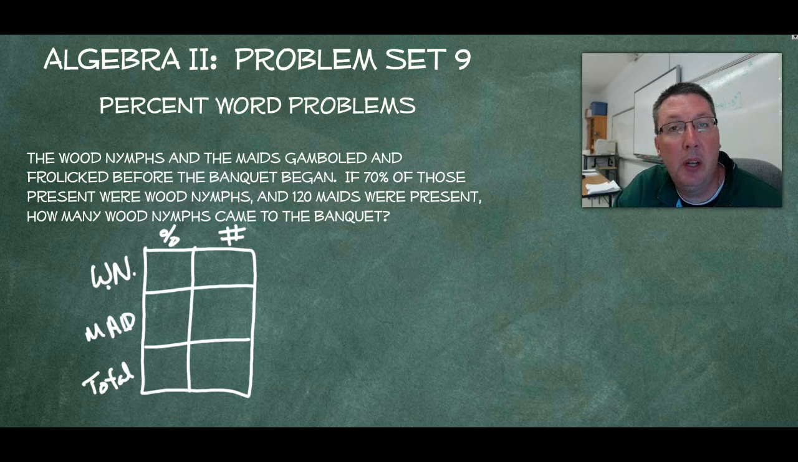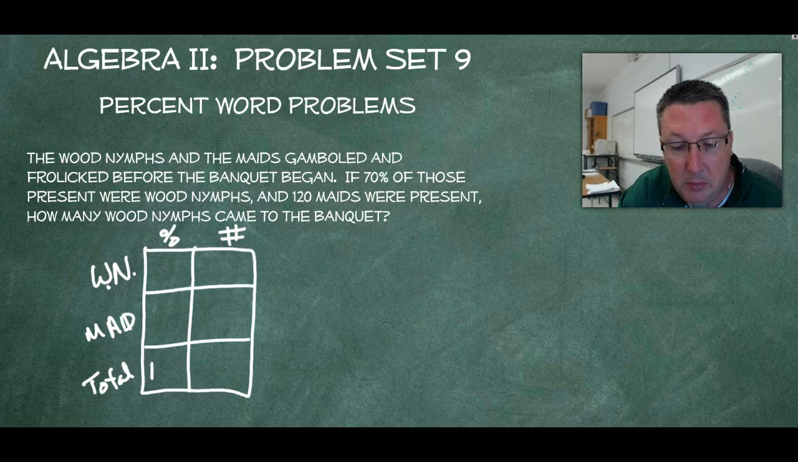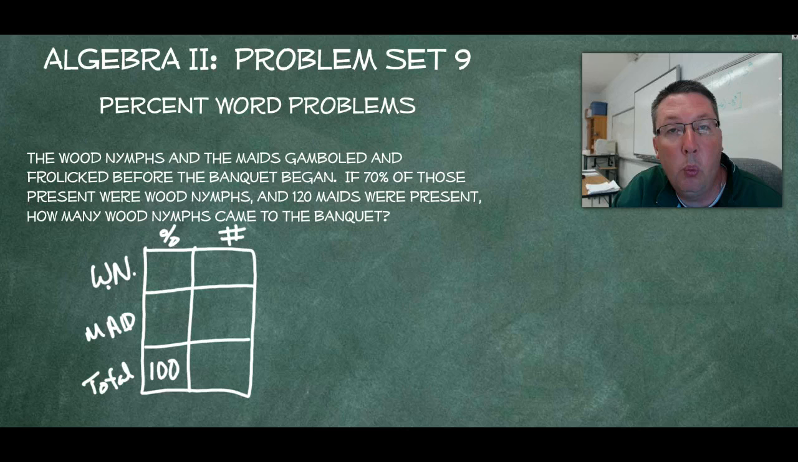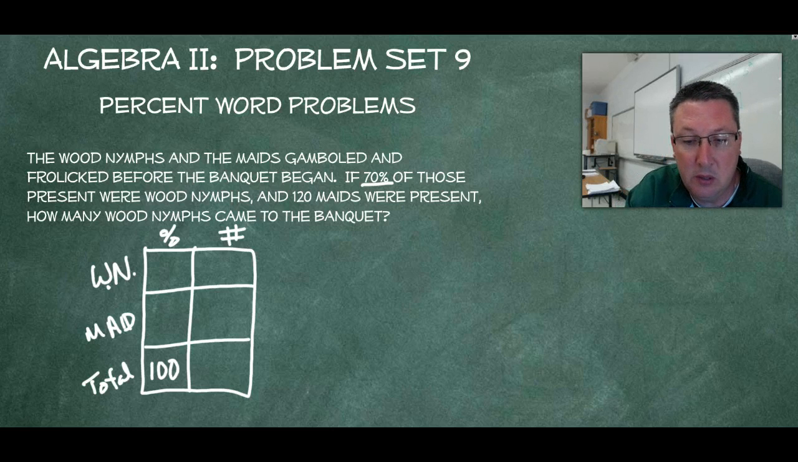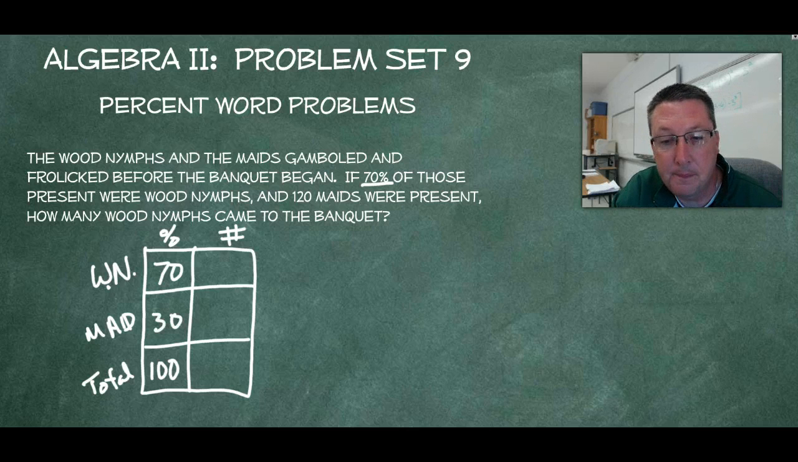All right, so now we plug in the stuff that we know. Again, on the percent side, somewhere is 100%. This one we're talking about a total again, so we have 100% total at the banquet, okay? Now, what else do we know? It said 70% of those present were wood nymphs. So 70% for the wood nymphs. That leaves 30% for the maids.